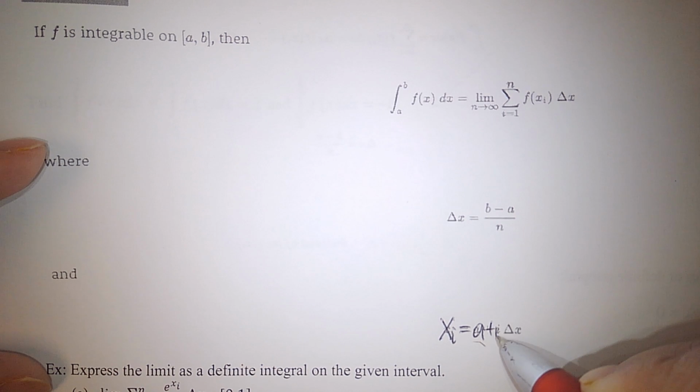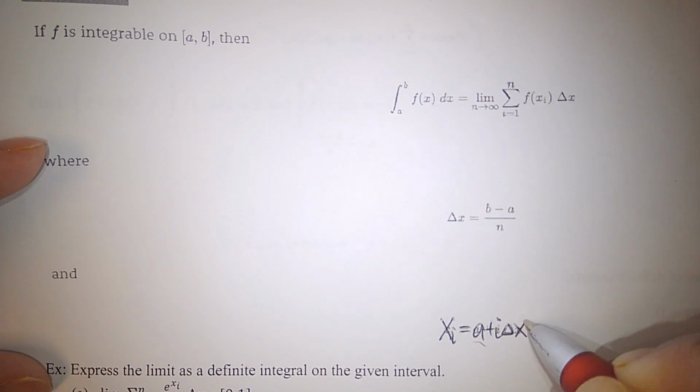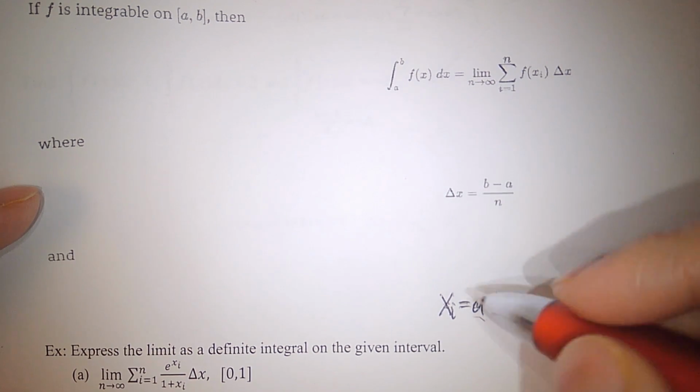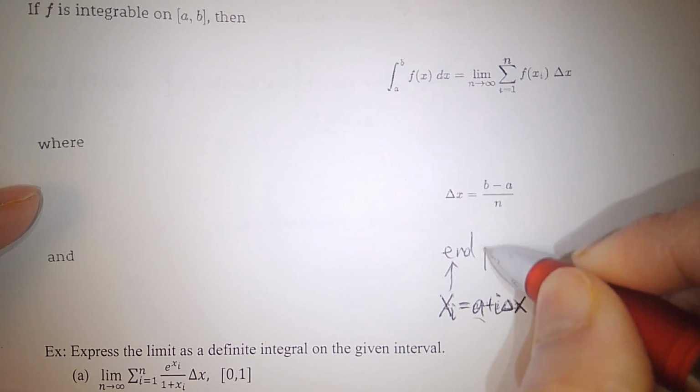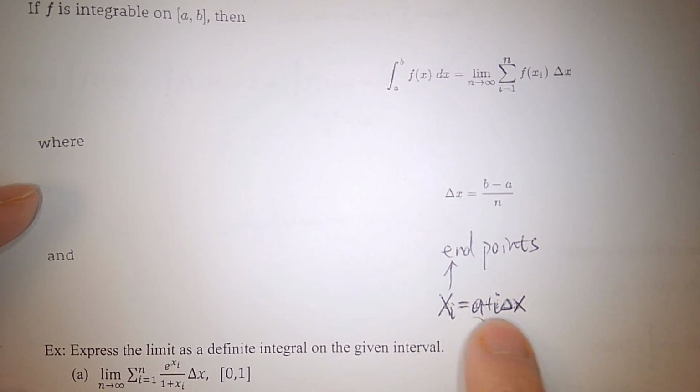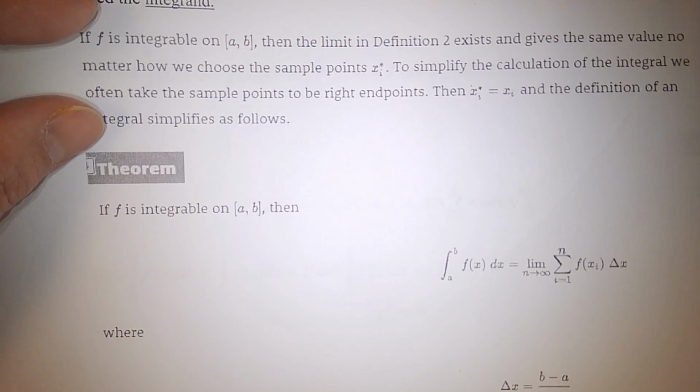A plus i times delta x. Yeah, so each of those, these x_i are the endpoints of those subintervals. So each x_i equals a plus i times delta x. Alright, you can read this theorem and this paragraph by yourself.